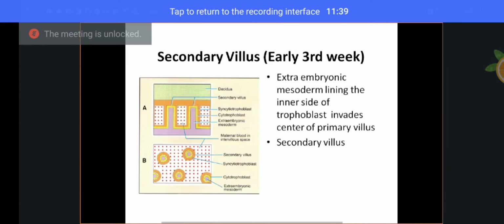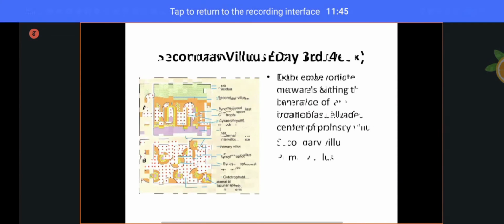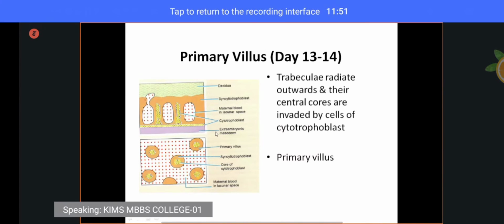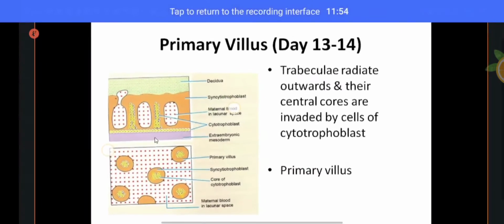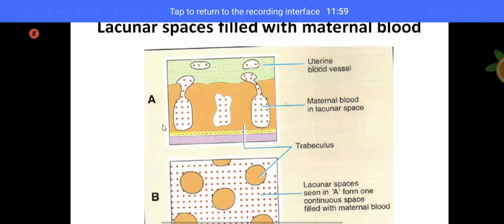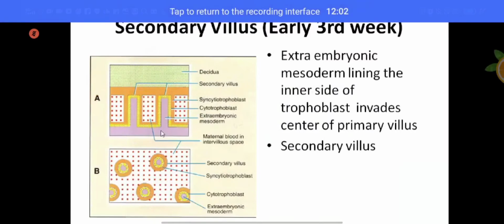Here, like in the primary villus, you are seeing this extra embryonic mesoderm in the lowermost part below the cytotrophoblast. Now it starts to invade into the cytotrophoblast. Here in this diagram, you can see it. This extra embryonic mesoderm, which is seen in the lower aspect, now starts invading into the cytotrophoblast. Now a transverse section or a cut section of this secondary villus appears like this.